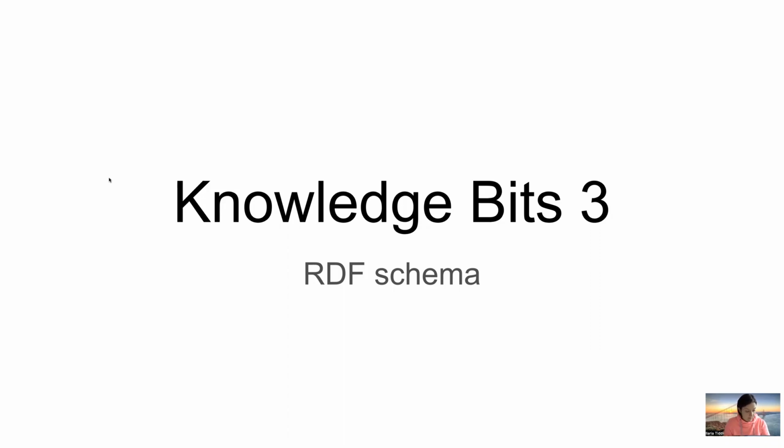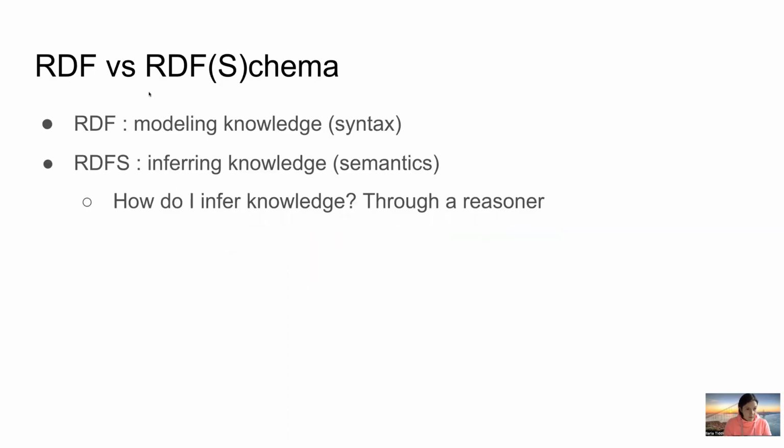Now, recall the difference between RDF and RDF schema. We call it RDF schema or RDFS. And as you recall from the last video, we said RDF allows you to model knowledge, so to represent certain things using a specific syntax. And now we will be looking at RDF schema as a way to express semantics. So this means that once we have modeled knowledge, we can also start inferring certain things.